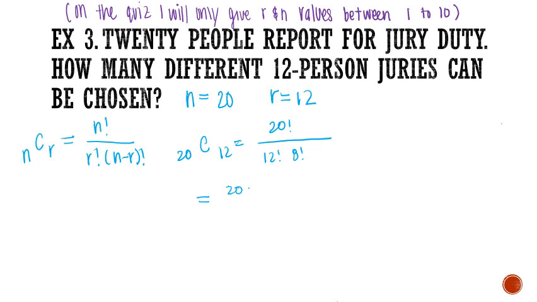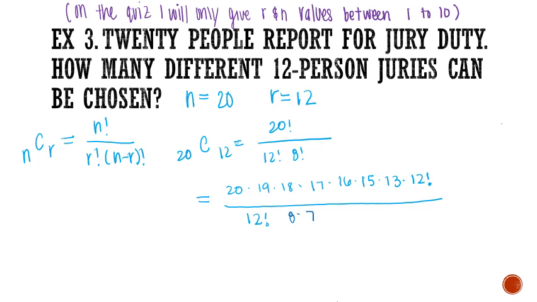Alright, so let's go ahead and write 20, 19, 18, 17, 16, 15, 14, 13, 12. Now technically I could do 12 times 11 and then continue going, but I could also decide to end my factorial instead of writing it all out. And so what that's going to do is allow me to get rid of the 12 on the bottom. So I'm going to just expand the 8 factorial. So 8 times 7 times 6, 5, 4, 3, 2, and 1.